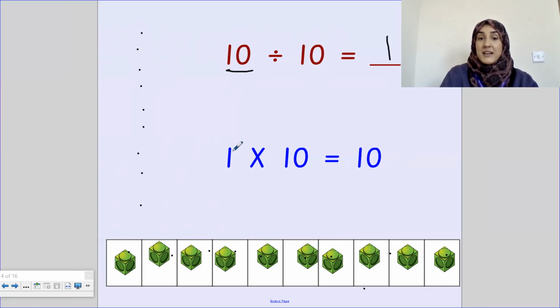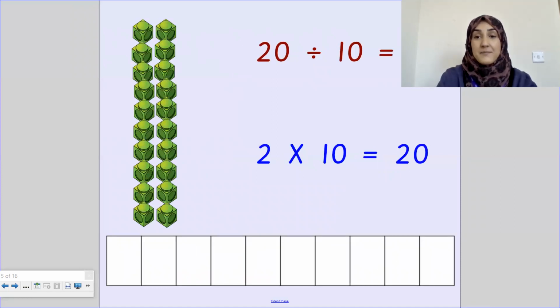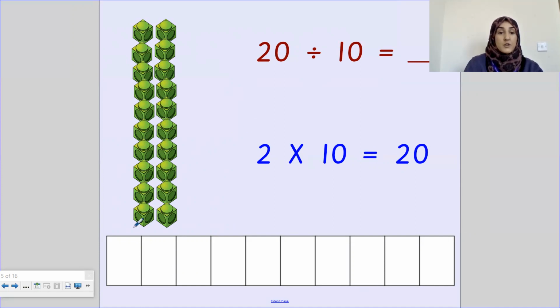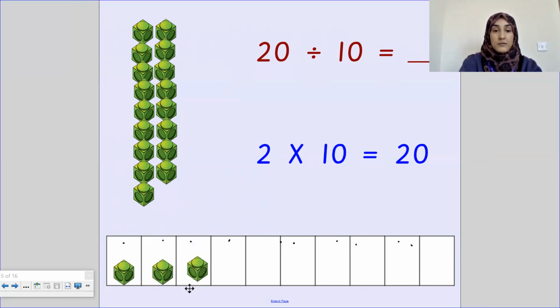Now, remember, the multiplication sentence is the division sentence backwards. So first, at the end, we had 1. 1 multiplied by 10 equals 10. Okay, can you go through this one with me? So we have 20 cubes here now. 20, and we've got the same 1, 2, 3, 4, 5, 6, 7, 8, 9, 10 boxes here. Now I need to equally share these cubes into the boxes. So let's start. One for you, one for you, and one for you.